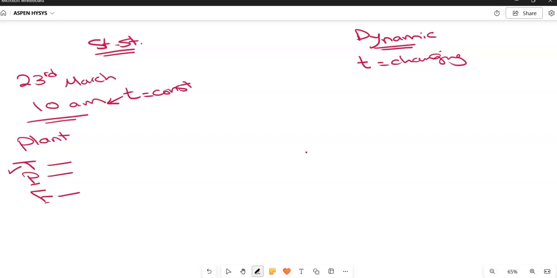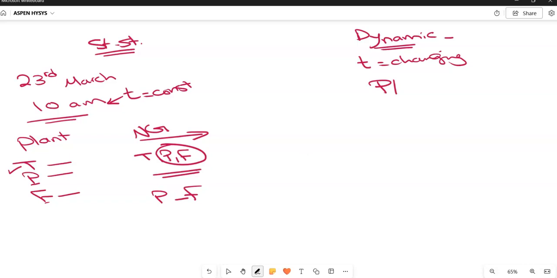So what happened in the steady state? If you remember, while simulating the steady state of the material stream natural gas, we defined the temperature, the pressure, and the flow. Because this is a steady state, we took this information from the plant and we decided that. But this is not the real case. Why? Because in an actual plant, there is a relation between the pressure and the flow. Or to be more accurate, if we are talking about the dynamic or real time, there is a relation between the pressure and the flow.